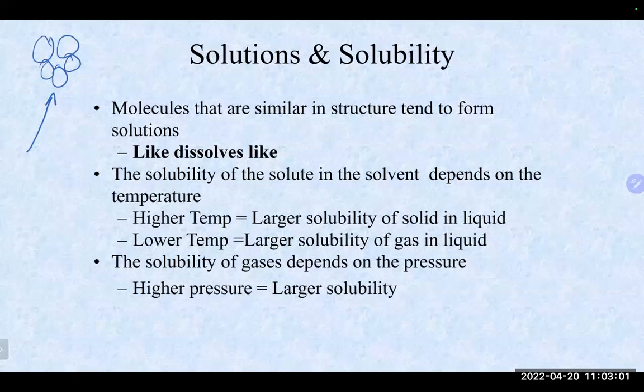The opposite is true. If you lower the temperature, those ions in the solid are going to have a little bit less energy and not be moving around as much. So they're going to stick there a little bit longer, and you would start to see a decrease in the solubility.